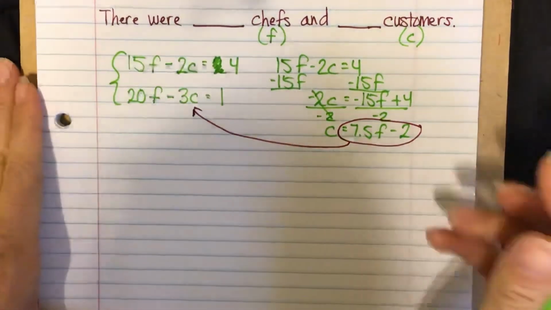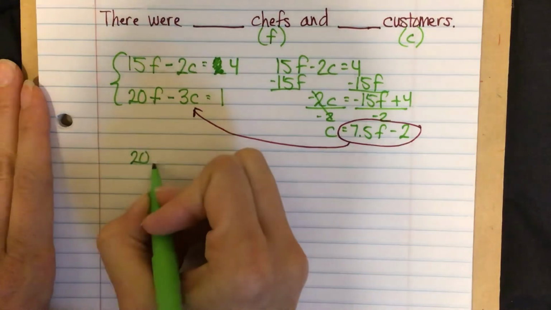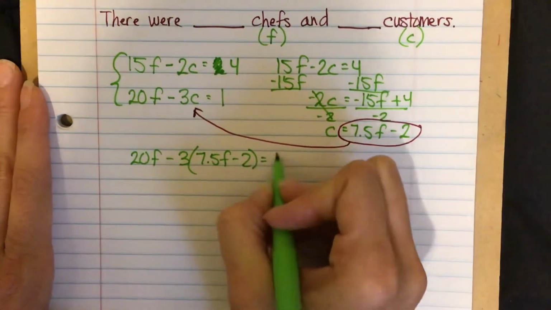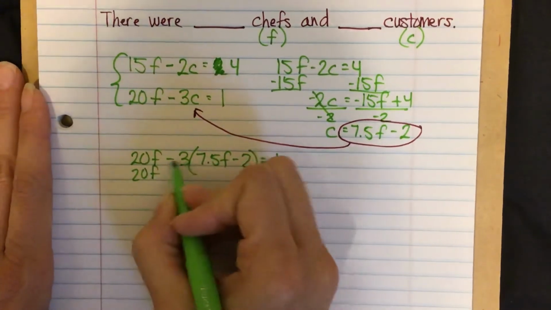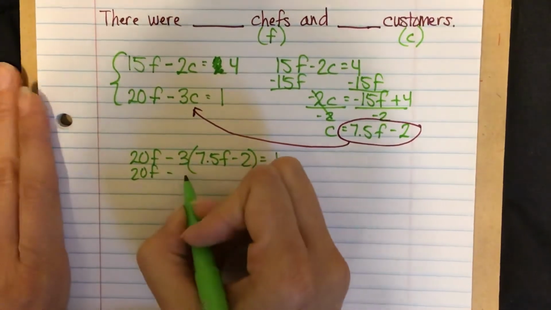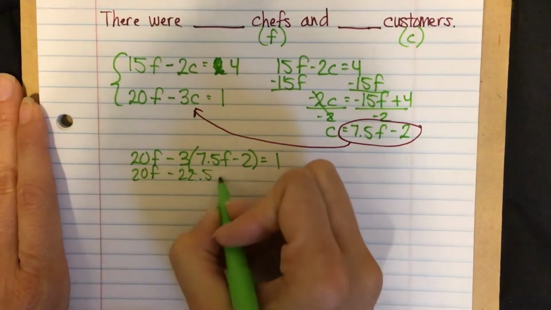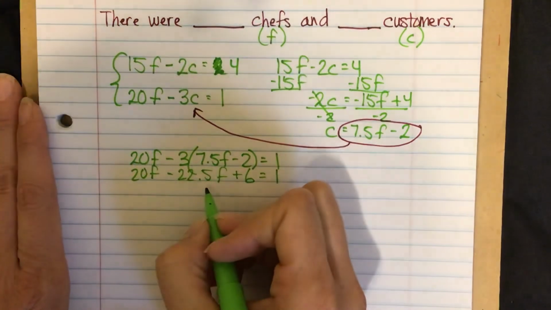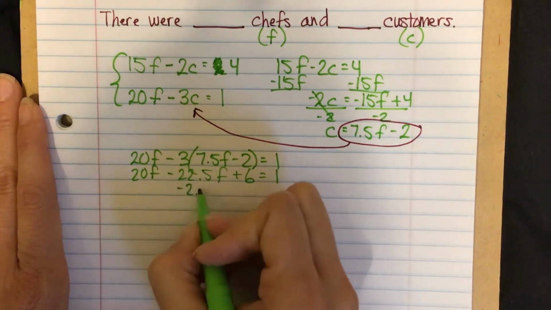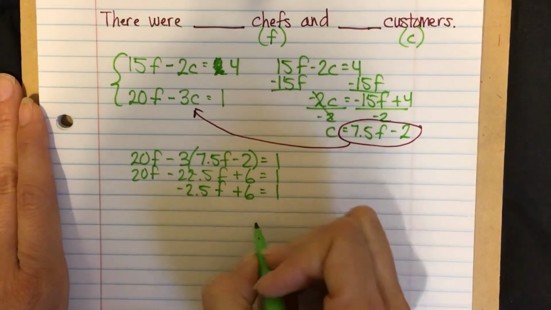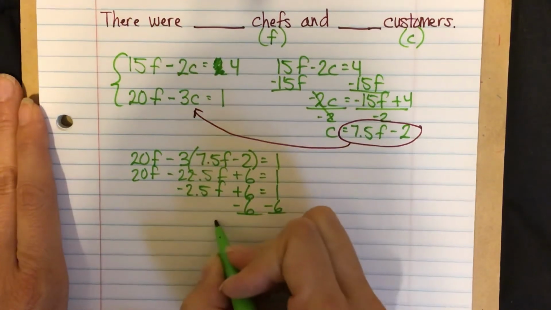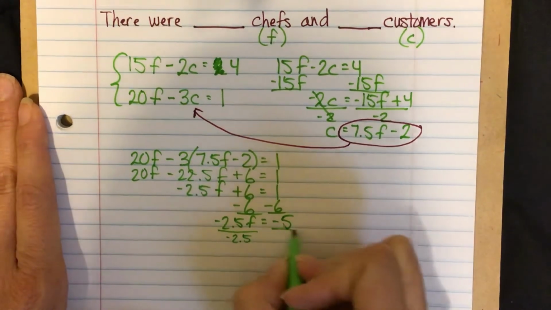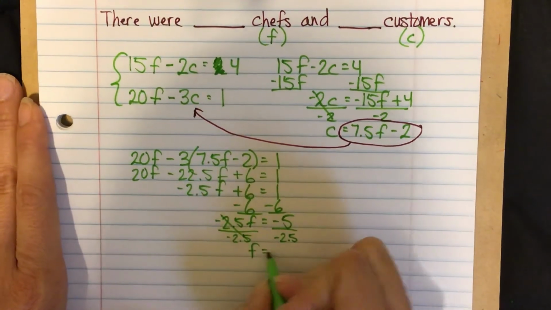All right, so let's do that. We're gonna have 20F, this is chefs, minus 3 times this whole thing, 7.5F minus 2, is equal to 1. I'm gonna go ahead and distribute here. So negative 3 times 7.5F is gonna be negative 22.5F, and then negative 3 times negative 2 is a positive 6. Let's combine like terms here. When I subtract, I'm going to get negative 2.5F plus 6 is equal to 1. Subtract 6 from both sides, and you get negative 2.5F is equal to negative 5. If I divide both sides by negative 2.5, you'll see that F is 2.